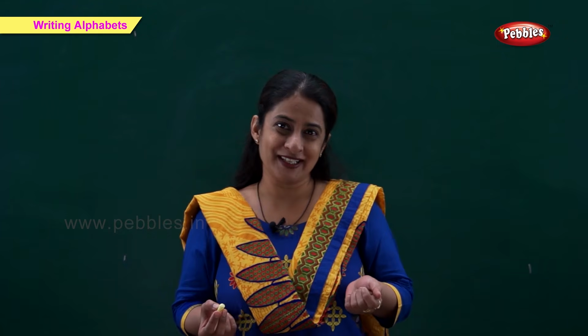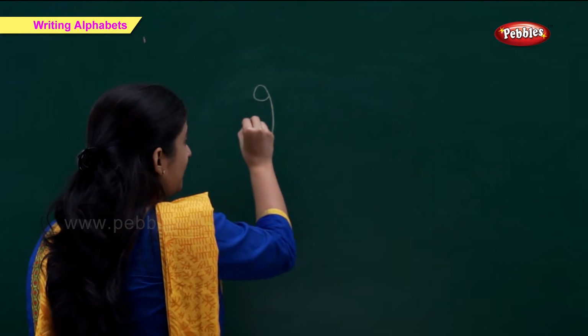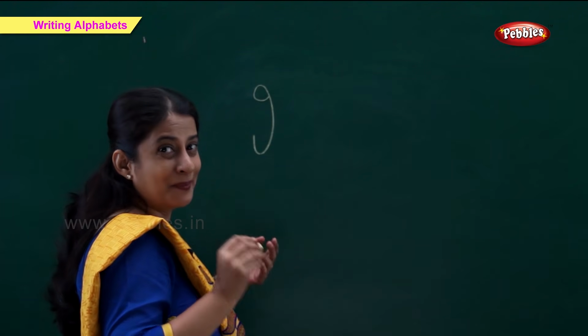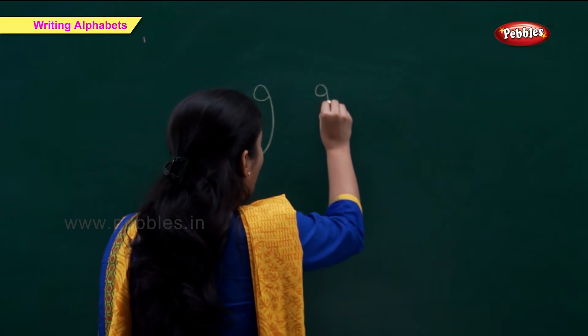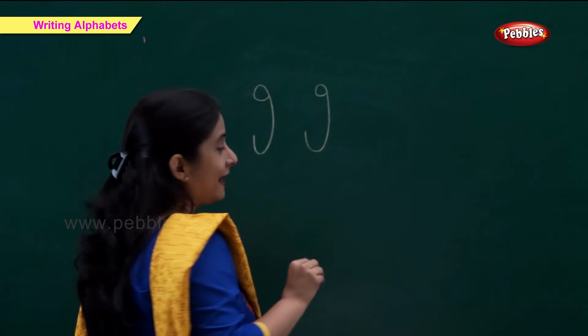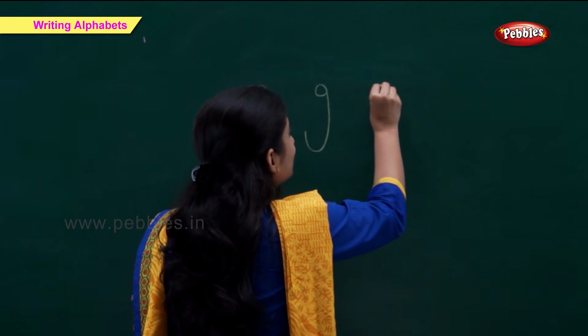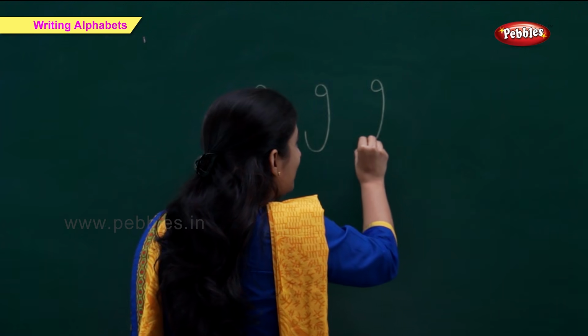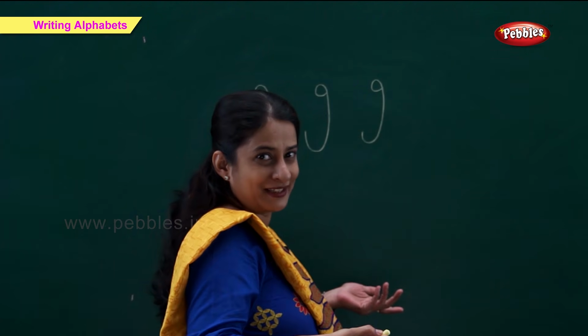Now let's write G. Small g. A small circle joining by a straight line and a curve makes G. A small circle joining by a straight line and a curve makes G. A small circle joining by a standing line and a curve makes G.